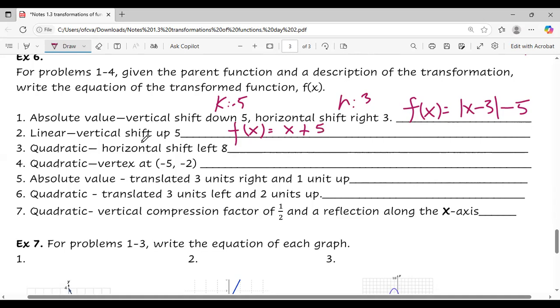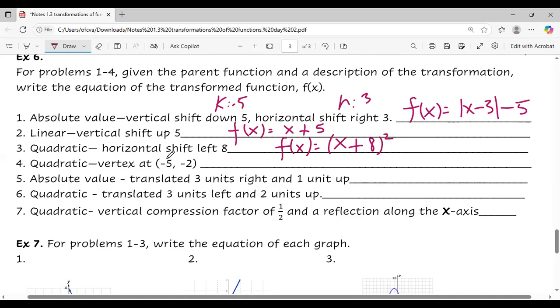Quadratic, that's going to have x squared. Horizontal shift left 8. Horizontal is left and right. Left 8 is an h value of -8. When you plug in, that negative will change it to positive, so be careful when you write it. So f of x equals x plus 8 squared. We don't have a shift that's up or down, so there's no k.